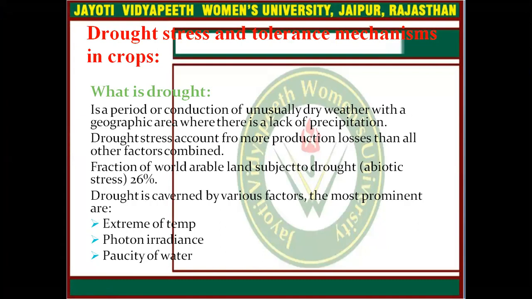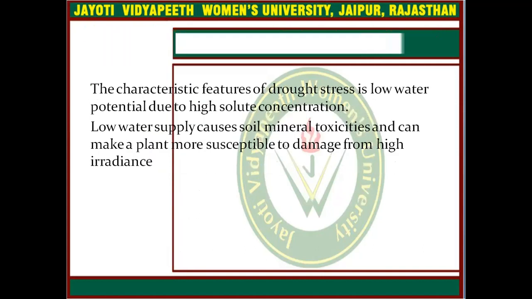Drought is basically created by various factors. The most prominent are extremes of temperature, photon irradiance, and paucity of water. The characteristic feature of drought stress is low water potential due to high solute concentration. Low water supply causes soil mineral toxicities and can make a plant more susceptible to damage from high irradiance.